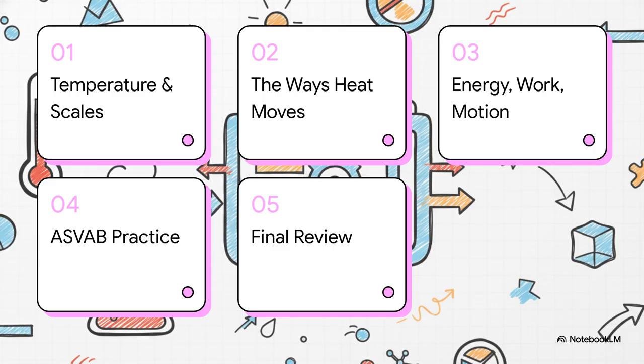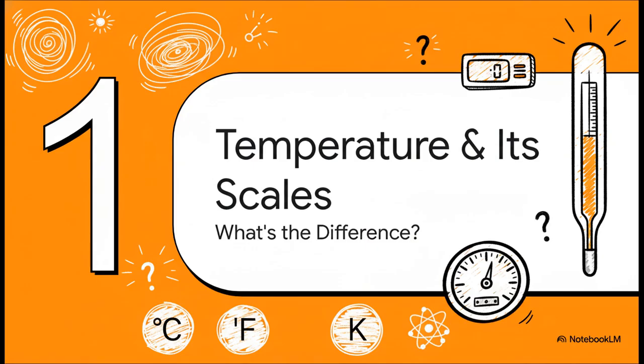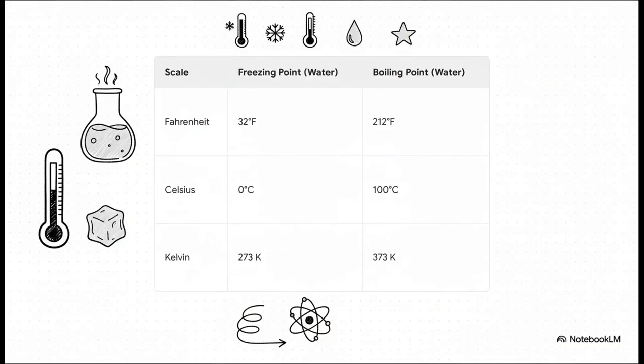Let's dive in. First things first, we have got to have a solid grip on temperature. It's really the foundation for everything else we're about to cover. So how do we actually measure this stuff? Okay, so you're going to see 3 main scales on the test: Fahrenheit, Celsius, and Kelvin. They all do the same job, measure heat, but they use different starting points, mostly based on water.